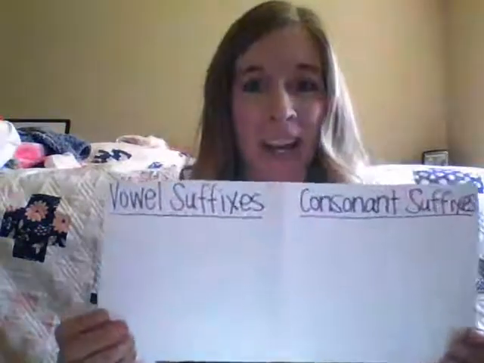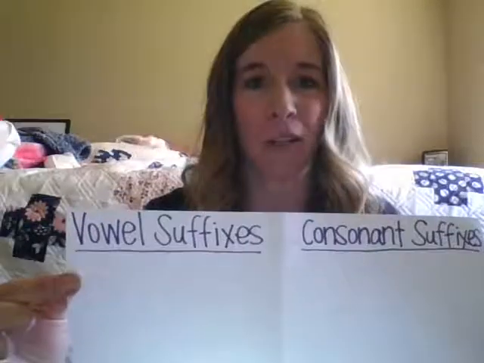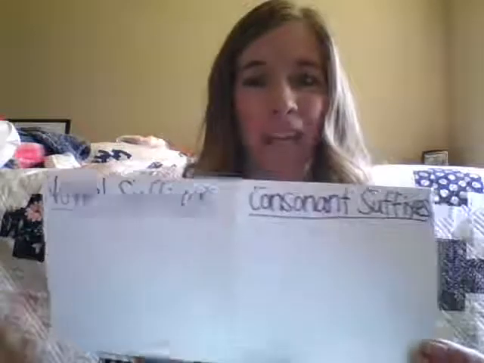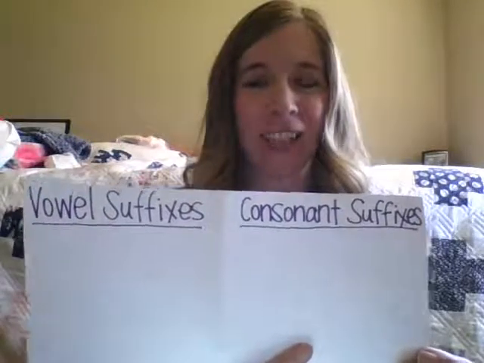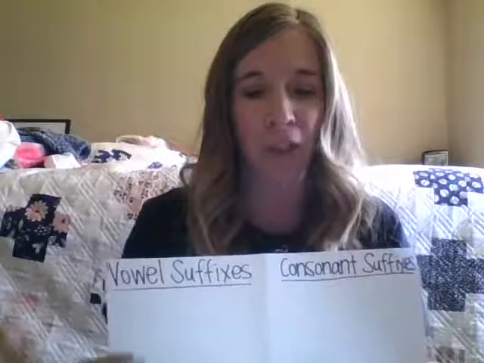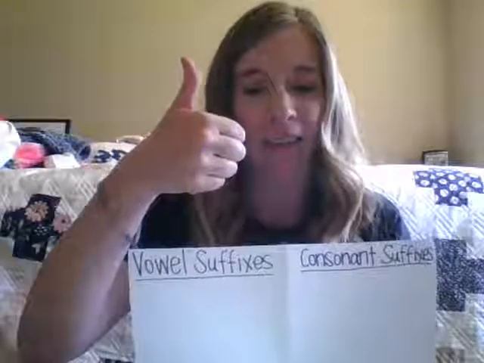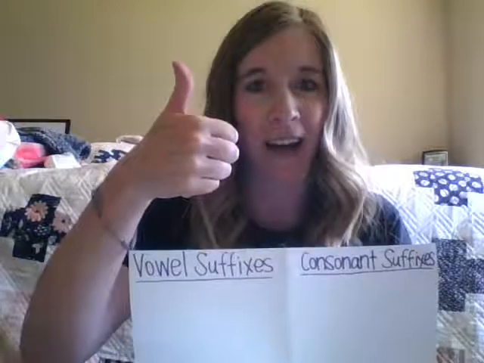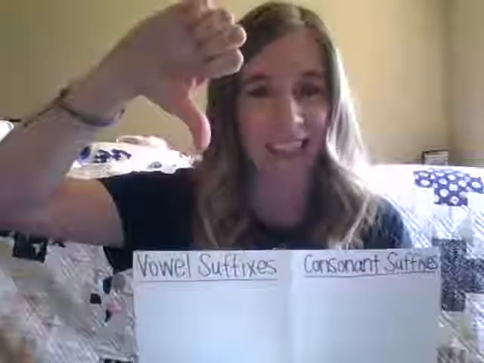Okay, look at my paper I have right here. On one side, I have a column that says vowel suffixes. Over here, it says consonant suffixes. We're going to talk about both of those today, okay? What I want you to do is listen and give a thumbs up if the suffix begins with a vowel and a thumbs down if it begins with a consonant.